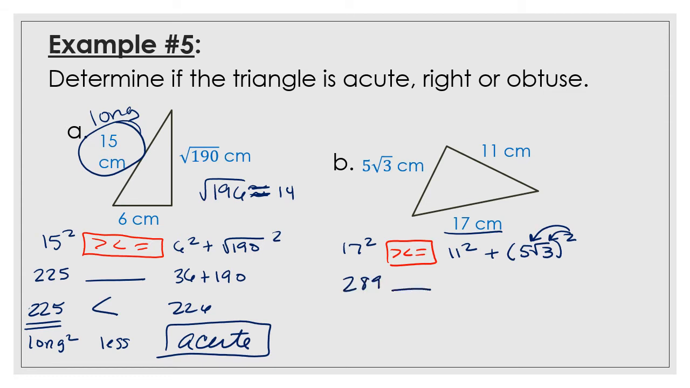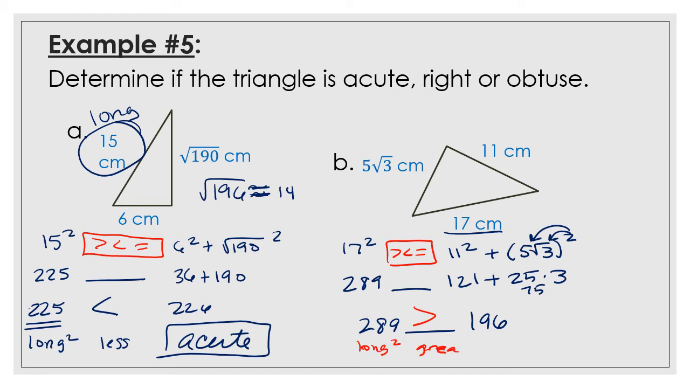Is that going to be less than, greater than, or equal to 121? 5 squared is 25. The square root of 3 squared is 3, which makes this 75. So now I have 289 compared to 121 plus 75, which is going to be 196. When I look at this problem, 289 is greater than that, so my longest side squared is greater.